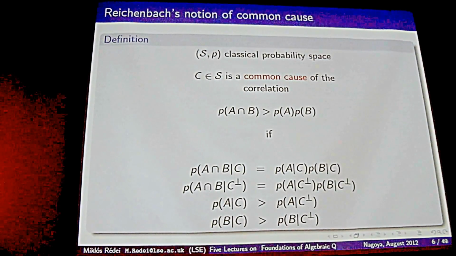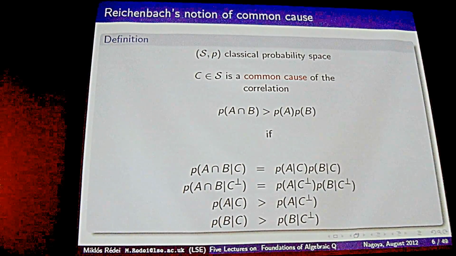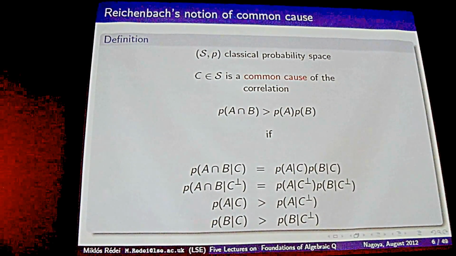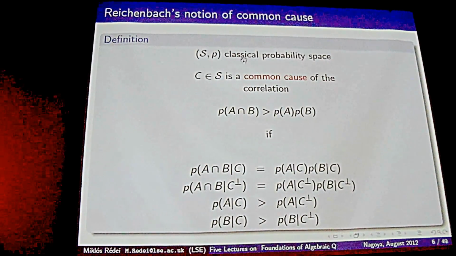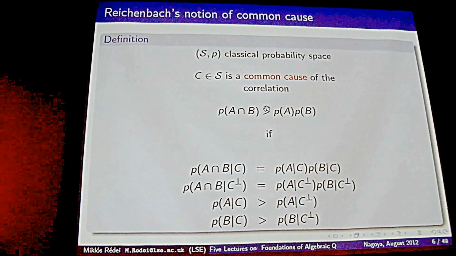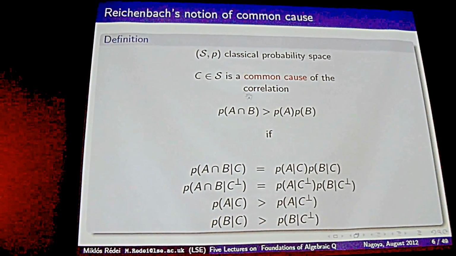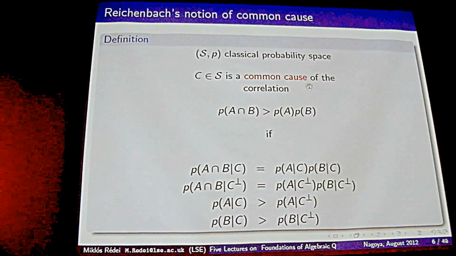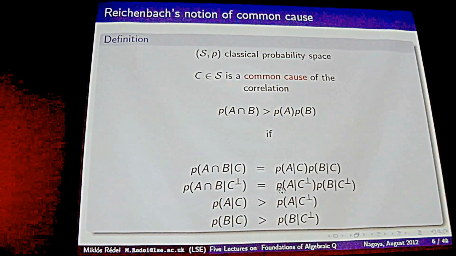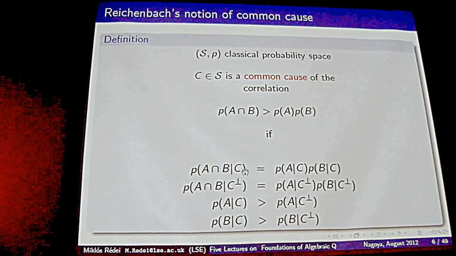Here's the definition of a common cause, which is at the heart of this whole issue. Namely, if you have a classical probability space and you have a correlation in it between two events A and B, then a third event is a common cause of the correlation if it satisfies these four independent conditions. What are these conditions?